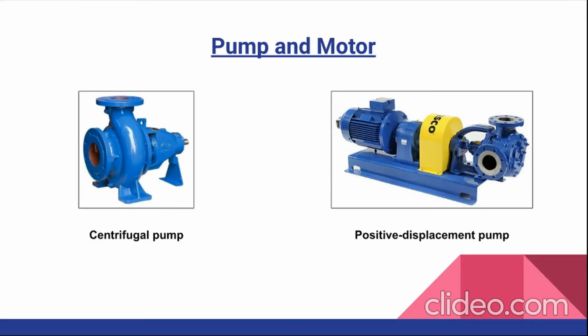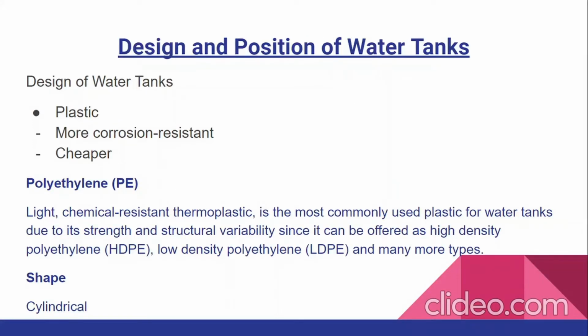Here you can see the pictures of centrifugal pump and positive displacement pump. Next, we will be taking a look at the design and position of the water tanks. The water tanks we have chosen to use are plastic water tanks. This, however, does not come without reason. Plastic tanks are more corrosion resistant and cheaper than metal tanks and the more old-fashioned wooden water tanks.